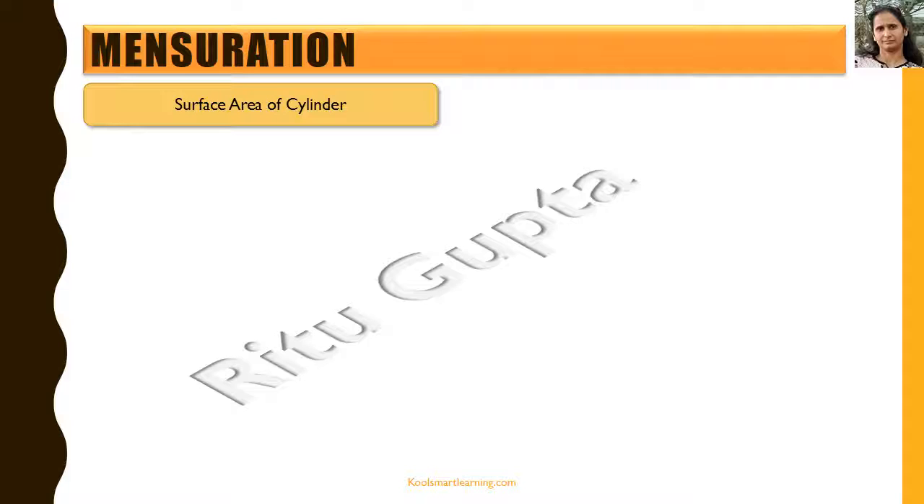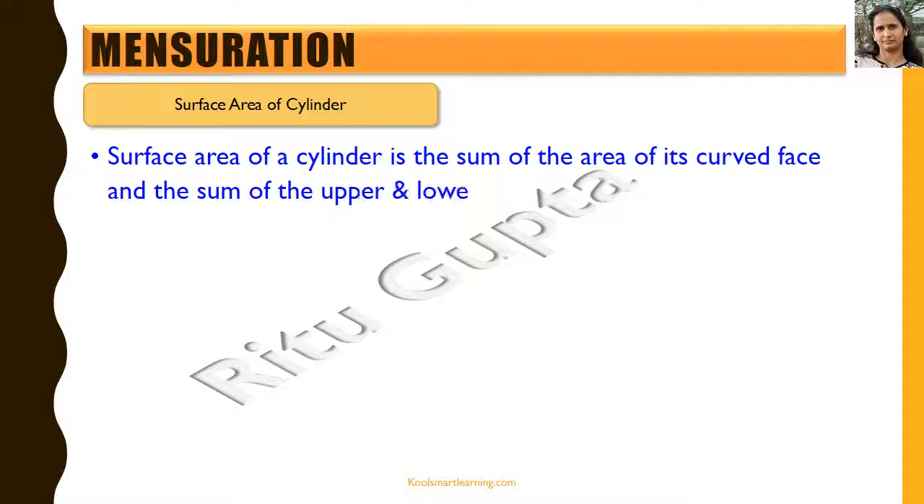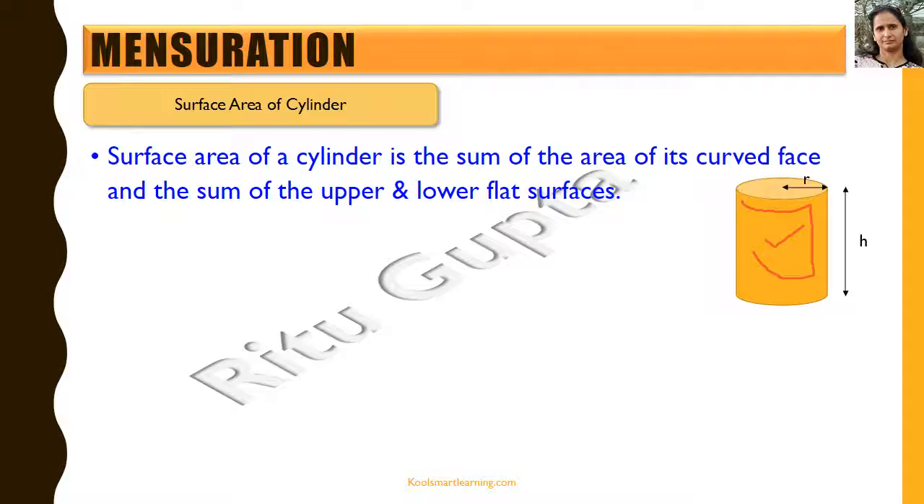Now let's look at the surface area of a cylinder. The surface area of a cylinder is the sum of the area of the curved face, this one here, plus the sum of the upper flat face and the lower flat face. The upper and the lower flat faces are circles, whereas the curved face when opened becomes a rectangle. So the area of the flat surfaces at the top and bottom is pi r square each, because that's the area of a circle.